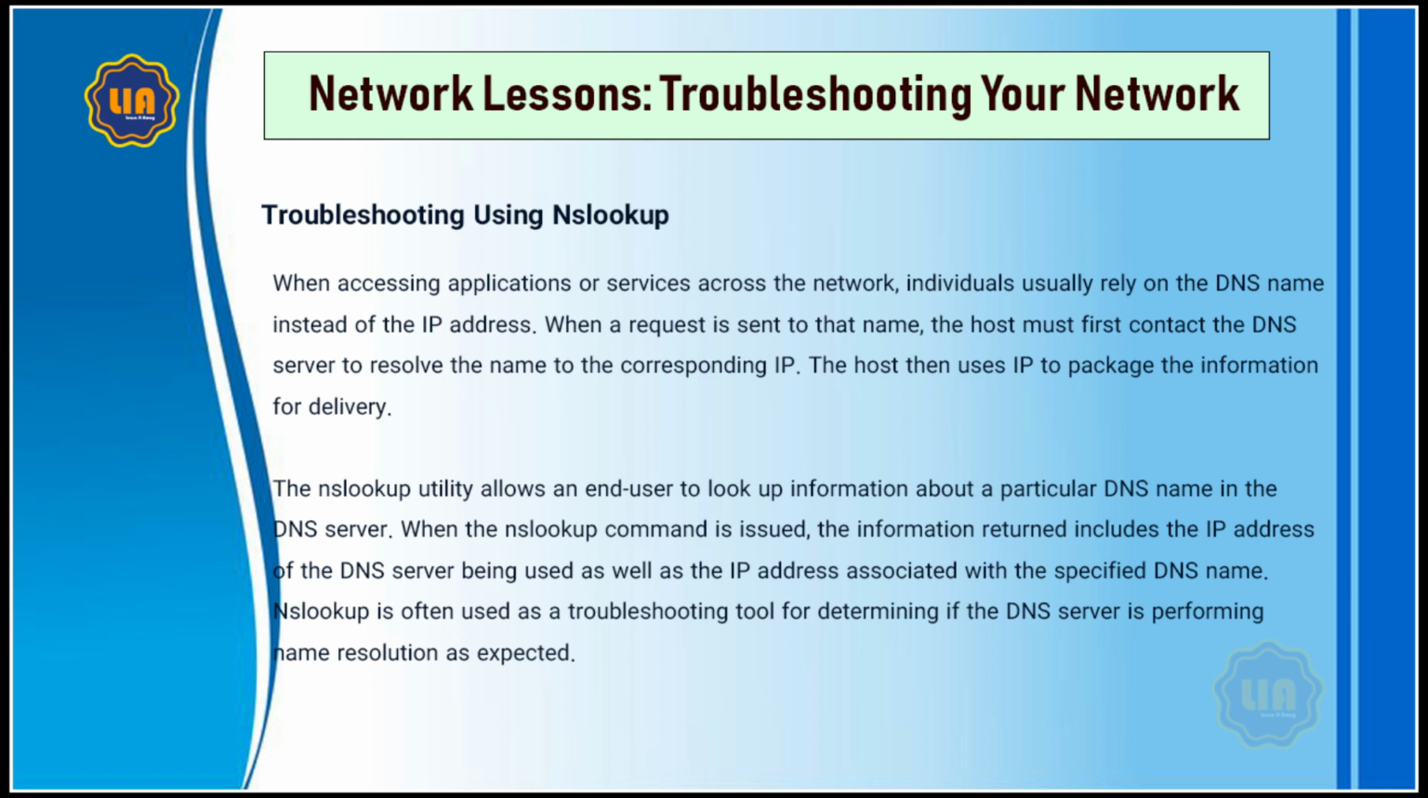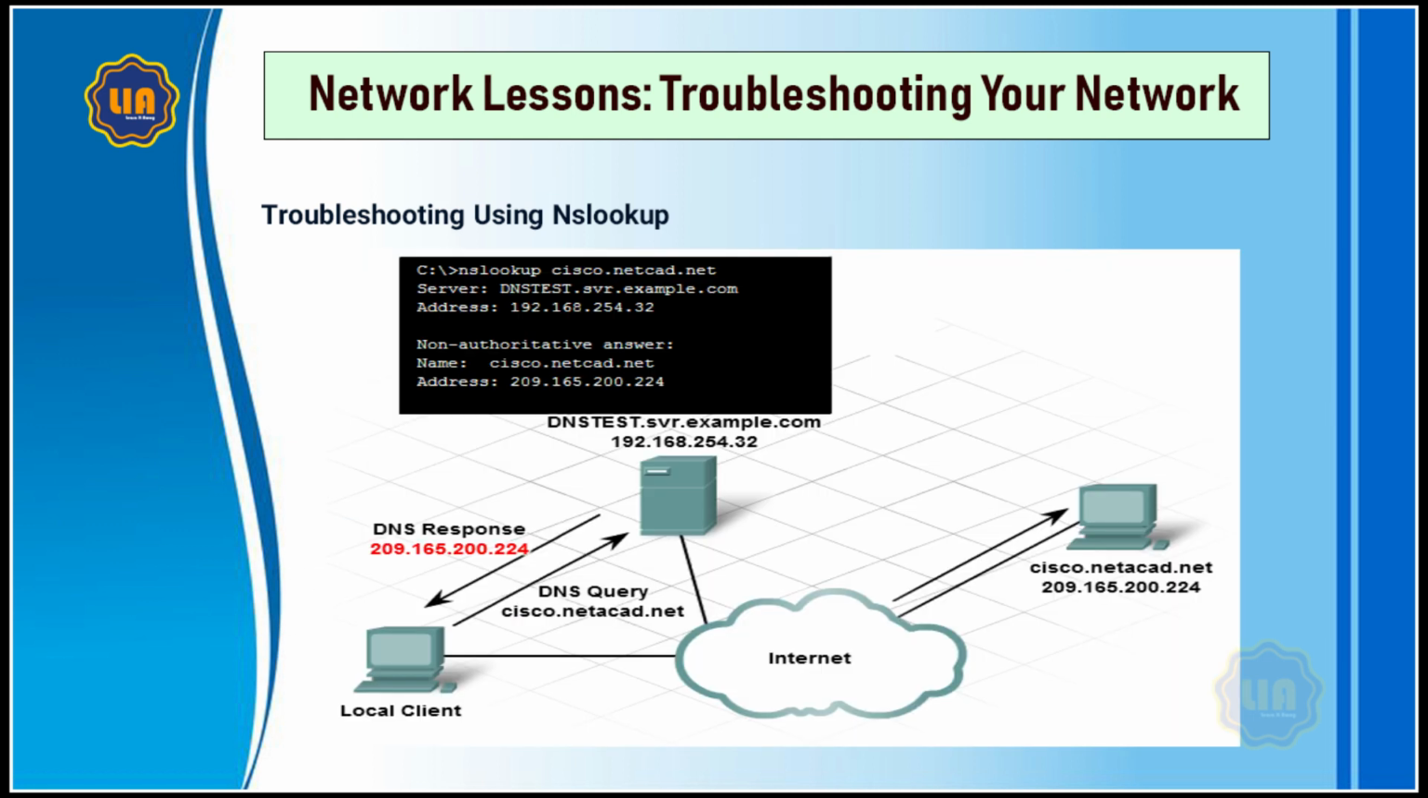The Nslookup utility allows an end-user to look up information about a particular DNS name in the DNS server. When the Nslookup command is issued, the information returned includes the IP address of the DNS server being used as well as the IP address associated with the specified DNS name. Nslookup is often used as a troubleshooting tool for determining if the DNS server is performing name resolution as expected.